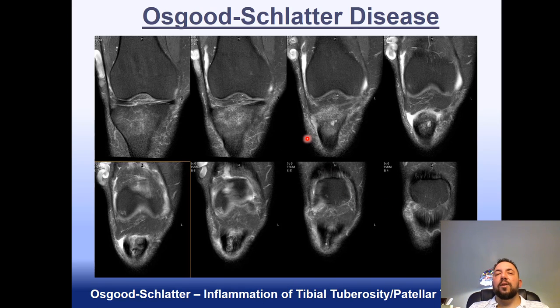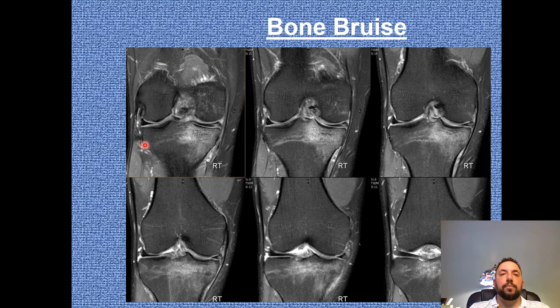Typically what we see in Osgood-Schlatter disease is we define it as inflammation of the tibial tuberosity and patella tendon, and often we see it in preteens, and it ends up subsiding throughout the teenage years, but often we'll have a knee MR ordered, and the preteen will have anterior proximal tibia pain. We'll want to look for Osgood-Schlatter disease as the indication.